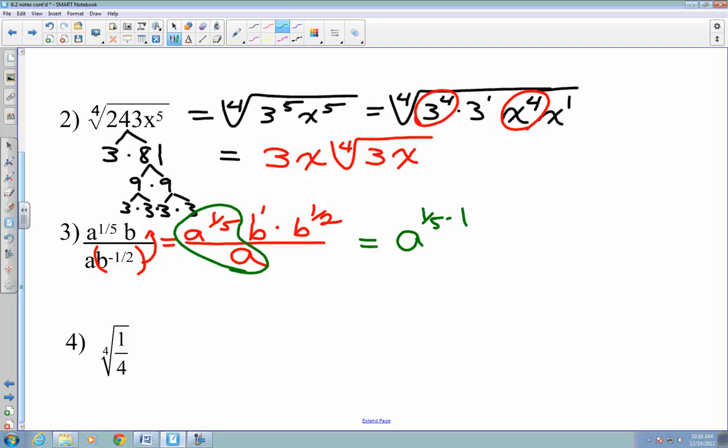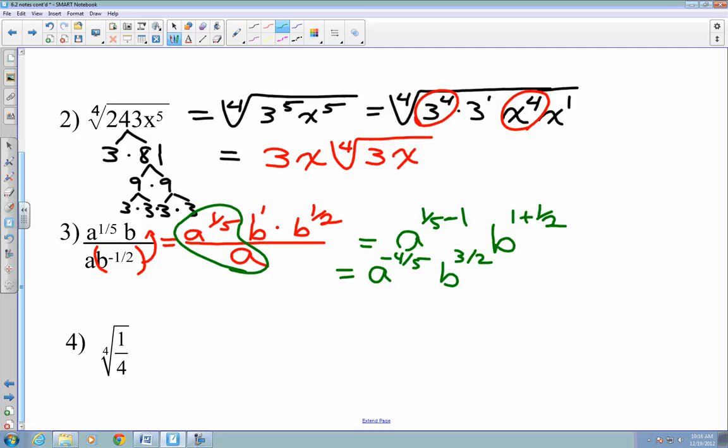Now these are multiplied, so I have b to the 1 plus 1/2. Now we subtract 1/5. a to the 1/5 minus 5/5 is going to give me a to the negative 4/5. b to the 1 plus 1/2 is b to the 3/2.